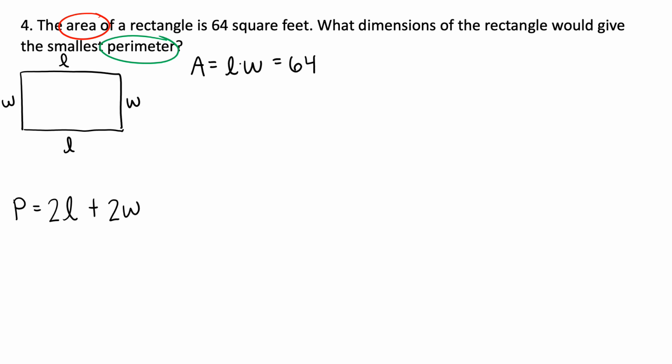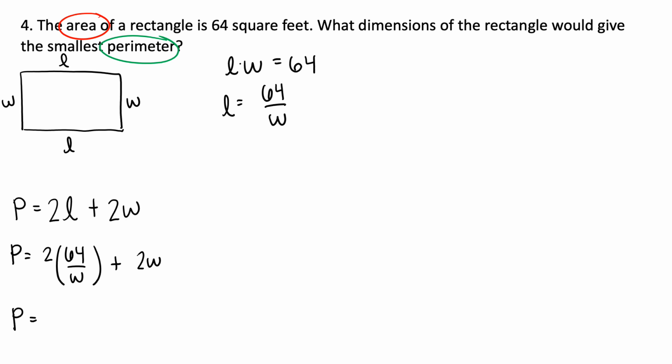Once again, two variables, no stress, we can solve. Let's go ahead and solve for our length as equal to 64 over w. And now let's go ahead and plug that in. So our perimeter is equal to 2 times, replace the length, 64 over w plus 2w. Perimeter is equal to 2 times 64 gives us 128. We know we're going to be taking a derivative, so let's go ahead and bring that w up to the numerator and just give that a negative exponent plus 2w.